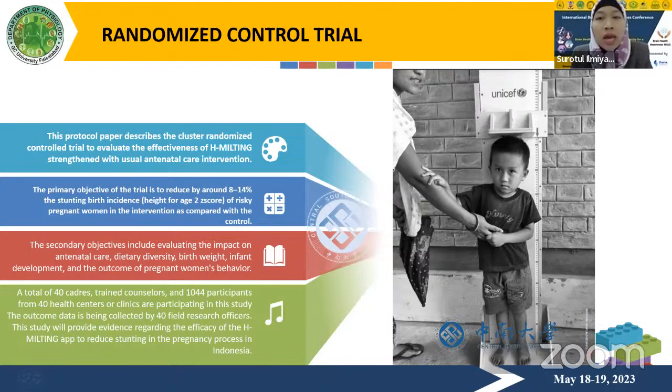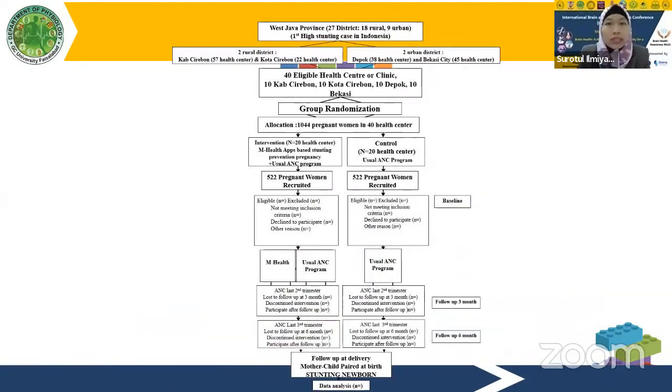In total, there are 1,044 participants, pregnant women divided into two groups, the control and the intervention group. I will take some assistance from the cadres. There are 40 cadres and also trained counselors from 40 healthcare or health clinics.